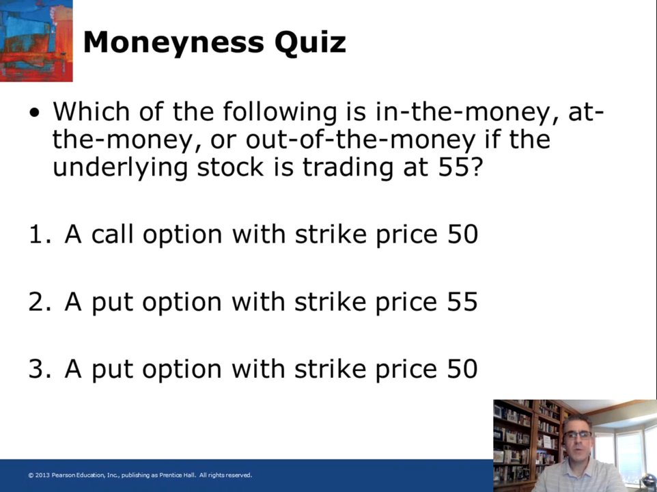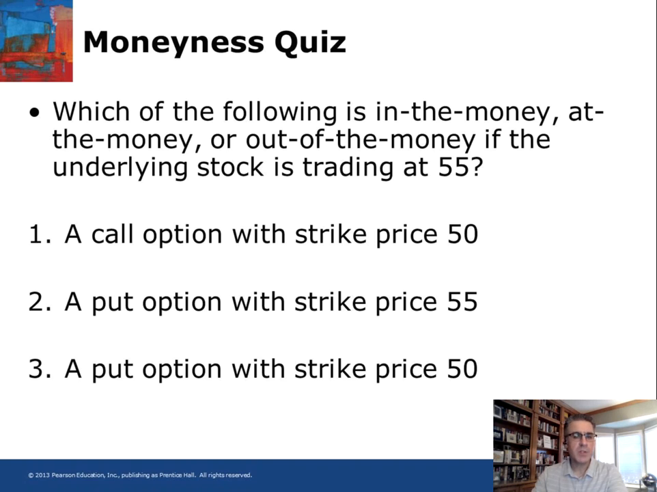So the quiz asks you to determine whether each of the following options are in the money, at the money, or out of the money if the underlying stock is trading at $55 per share. First, a call option with strike price of 50. A call option is in the money if the underlying asset price exceeds the strike price, so this call option would be in the money.